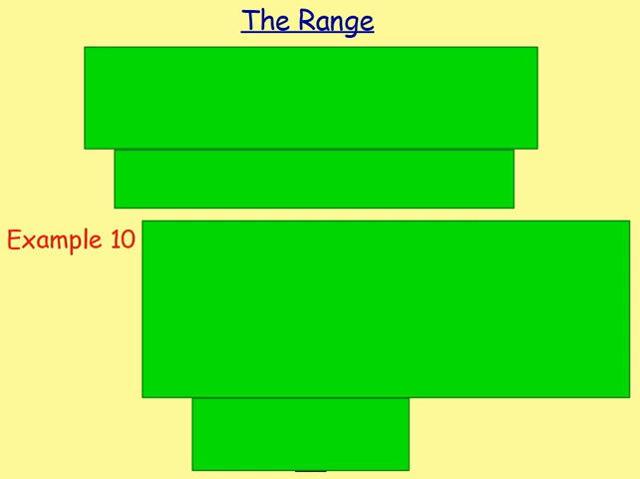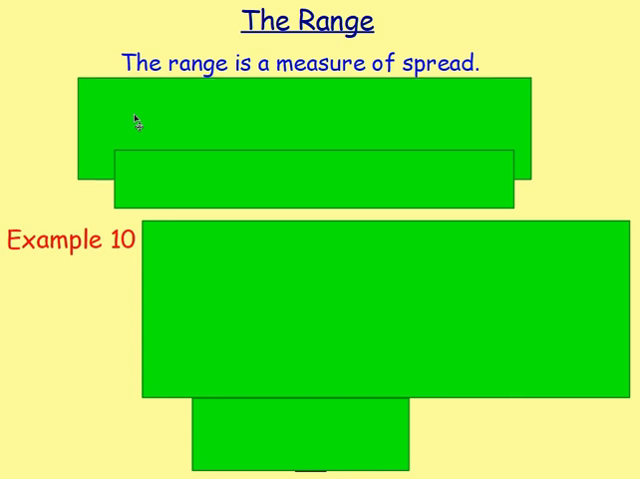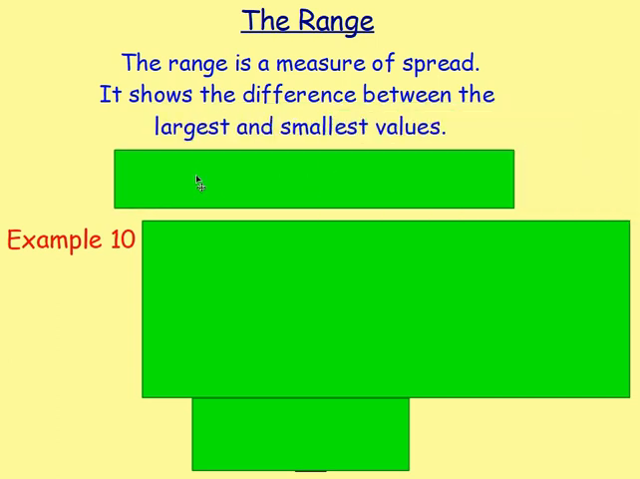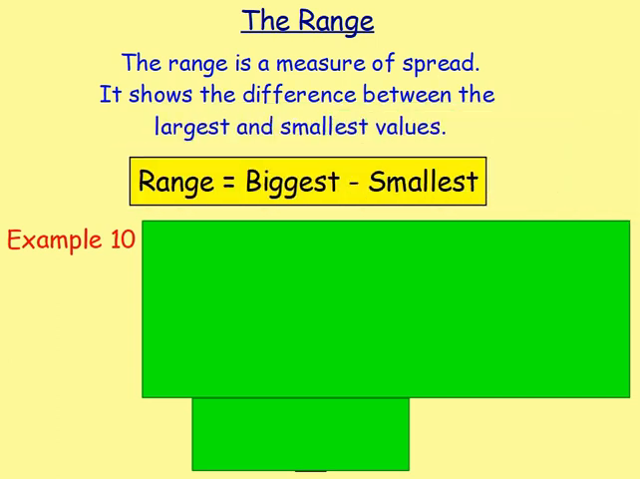The mean, the median, the mode, they're all types of average, but we also know about the range. Again, that's something else from National 4. The range is just a measure of the spread. It shows you how spread out the results are, how varied they are. The way you work it out is you take the biggest number, take away the smallest number, in order to work out how spread out they are.